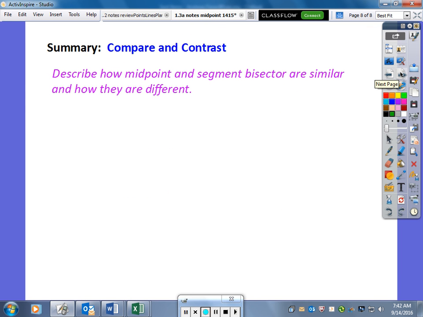For your summary, I want you to compare and contrast. Describe how a midpoint and a segment bisector are similar, in which ways they are similar, and in which ways they are different. Have fun, and I will see you in class.